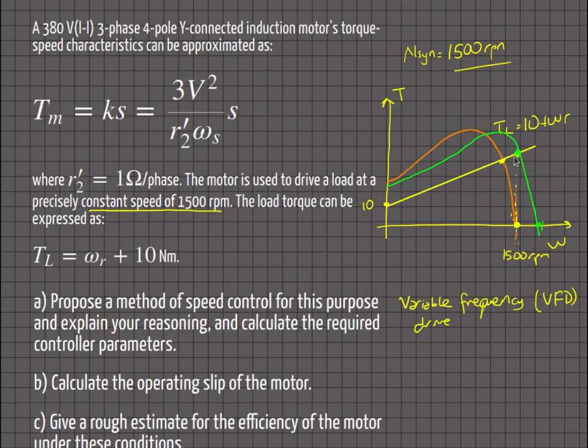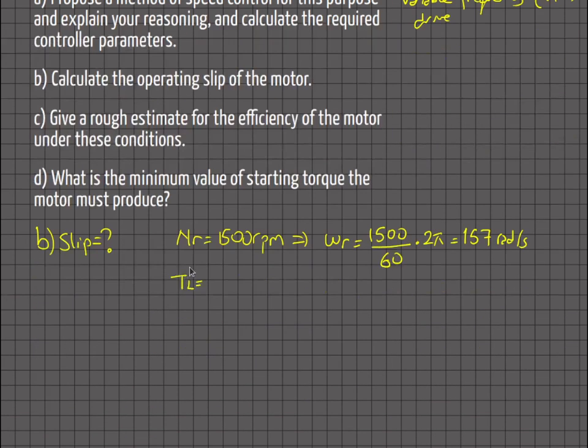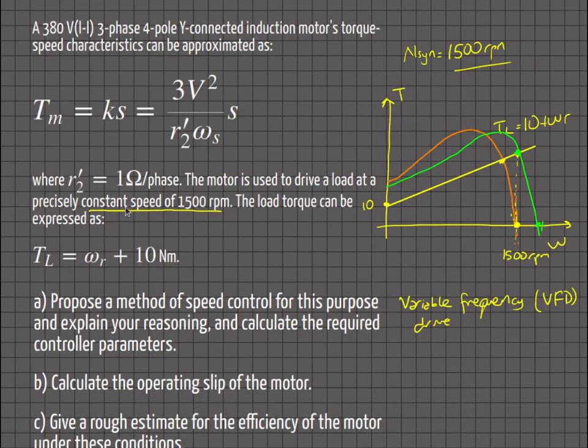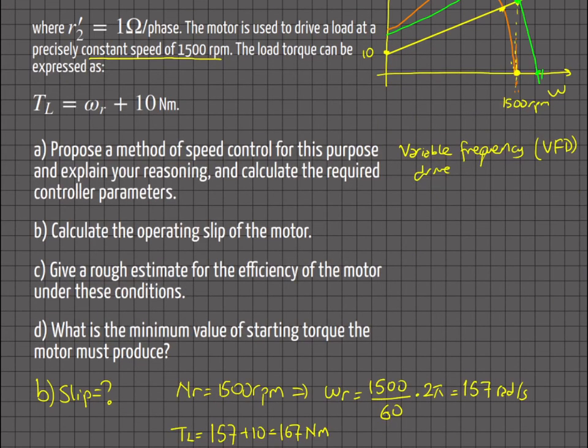And actually I can calculate the torque. I am going to calculate the torque here, and it is radian per second plus 10 Newton meter, so it is 167 Newton meter. So at steady state, I should have electrical torque equal to load torque, so that corresponds to that intersection point over here. So if I have that characteristics and I know the voltage, I know the R2 prime, they are all given, I can calculate the value of slip, right?